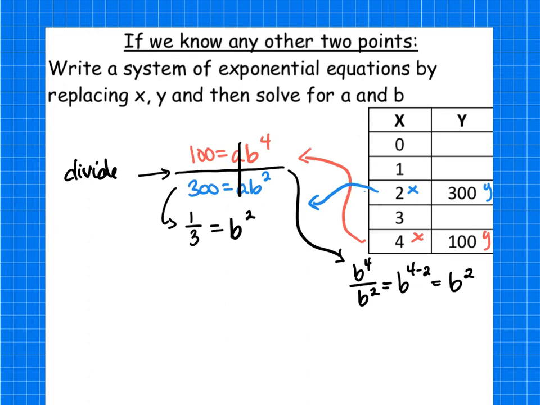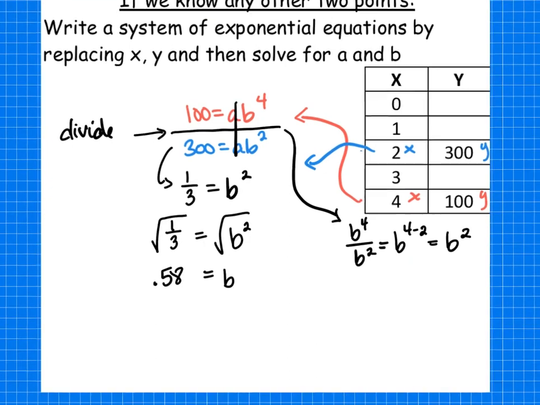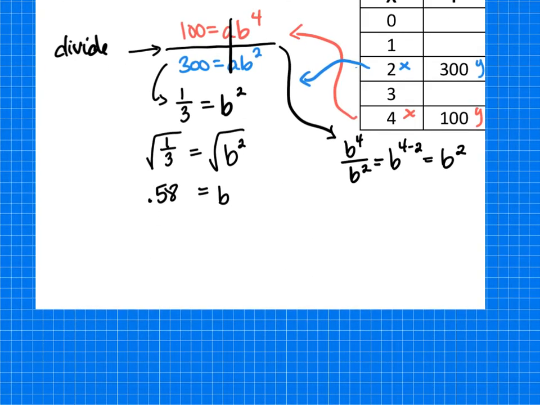So then we're going to take the square root of both sides. So the square root of 1/3 equals the square root of b squared. So b equals some awful decimal, 0.57735, yada, yada, yada. So I'm going to round that to 0.58. And as with any other system of equations, I also need to figure out my other variable, which is a. So I'm going to take one of my starting equations. Let's do the 300 equals a b to the second.